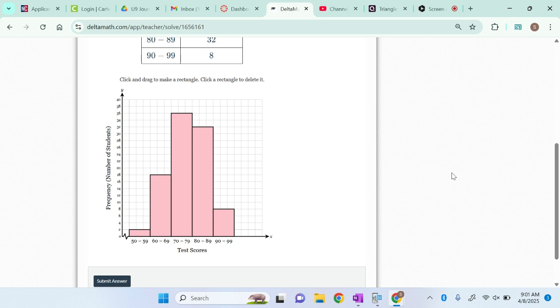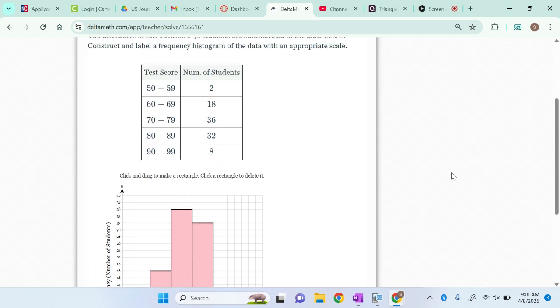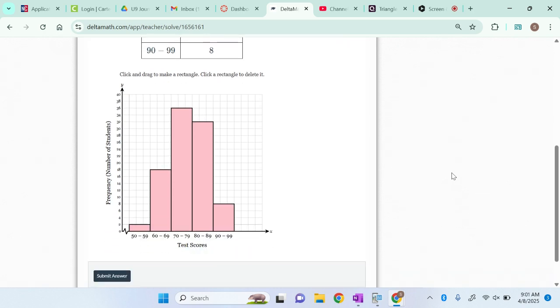So click up at the top number that you want, drag it over the number of bars that you want, and then bring it down. Then you just label it how it's labeled in the frequency table. So for 2, you would start up here, click it, drag it, pull it down. So it's click, drag, pull down, click, drag, pull down.